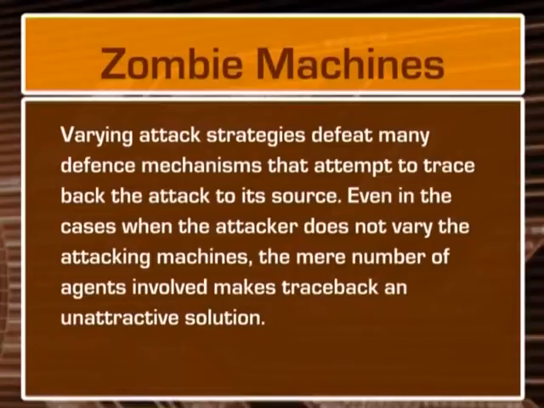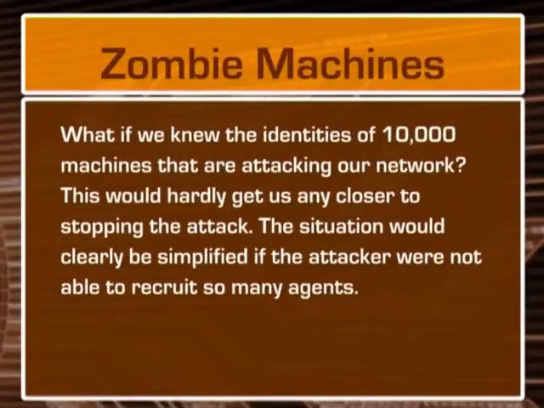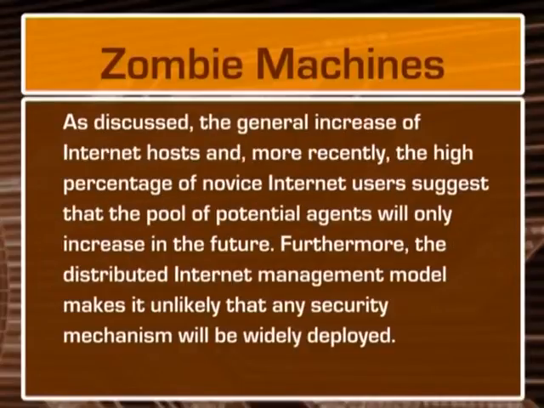Even in cases when the attacker does not vary the attacking machines, the mere number of agents involved makes traceback an unattractive solution. What if we knew the identities of 10,000 machines that are attacking our network? This would hardly get any closer to stopping the attack. The situation would clearly be simplified if the attacker were not able to recruit so many agents. As discussed, the general increase of internet hosts and more recently the high percentage of novice internet users suggests that the pool of potential agents will only increase in future.